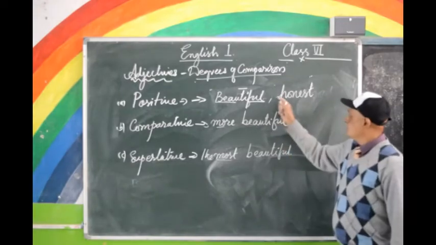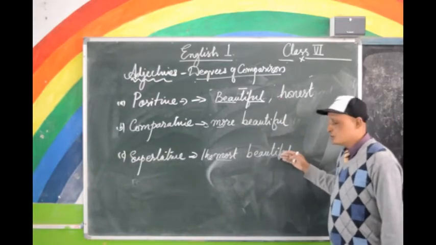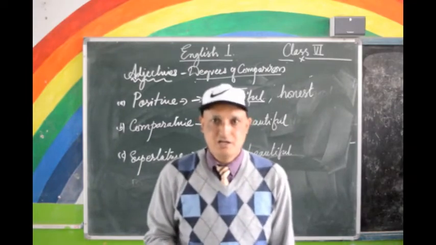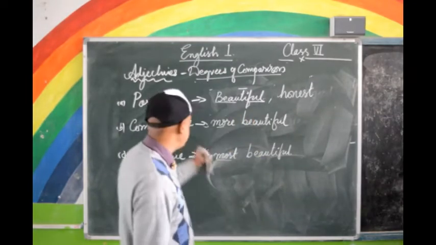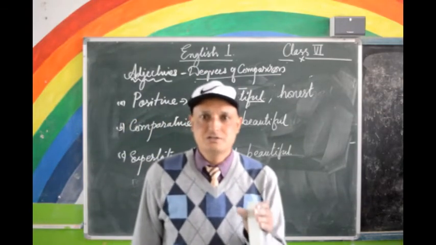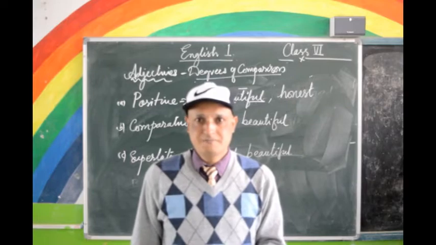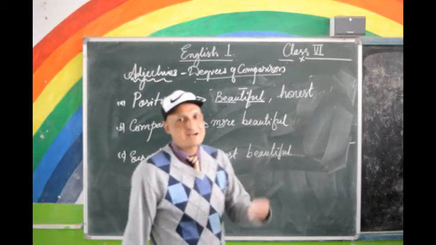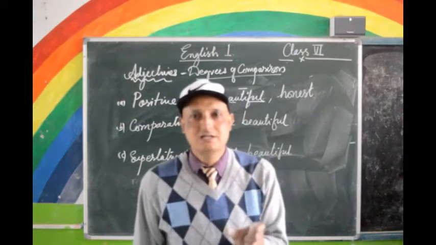Okay, what will be there? More honest, most honest. And the one dangerous. Okay, more dangerous in the comparative degree, and in the superlative degree we have the most dangerous. Did you get it? Once again, let's try to recall what we have tried to understand or learn till now.